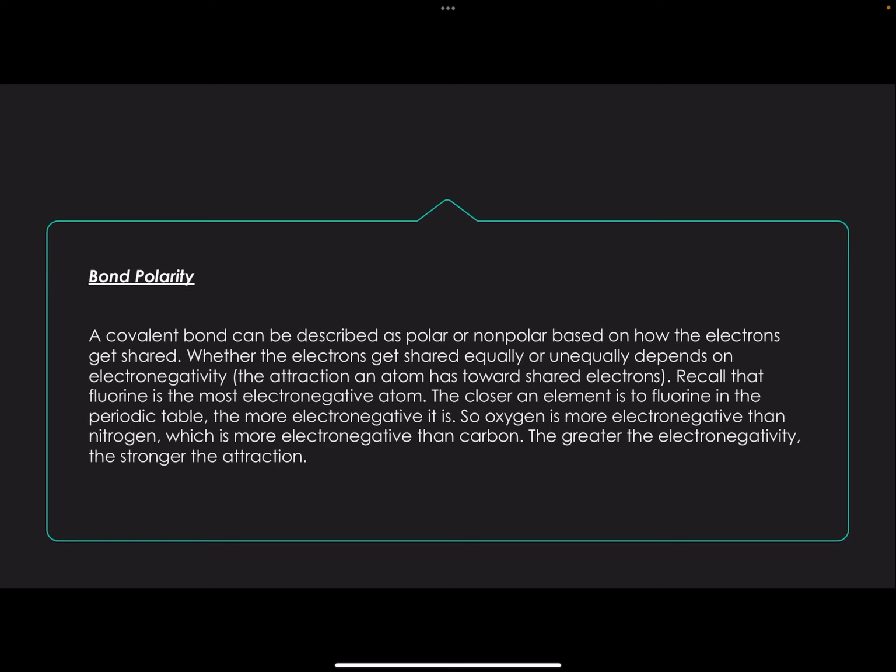So we have our two bond types. We can be ionic, in which we're transferring electrons and we're getting the attraction of ions, or we can be covalent, where we are sharing electrons and we have the attractions of electrons between our nuclei forming our bond.